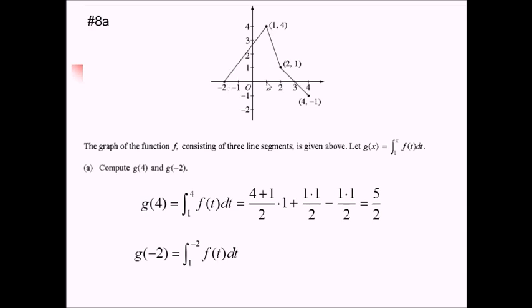We have a base of 3 and a height of 4, but now since we're going backwards above the x-axis, we're going to be doing negative 1/2 times 3 times 4. So let's see, negative half of 4 is negative 2, times 3 gives us a simplified total of negative 6.